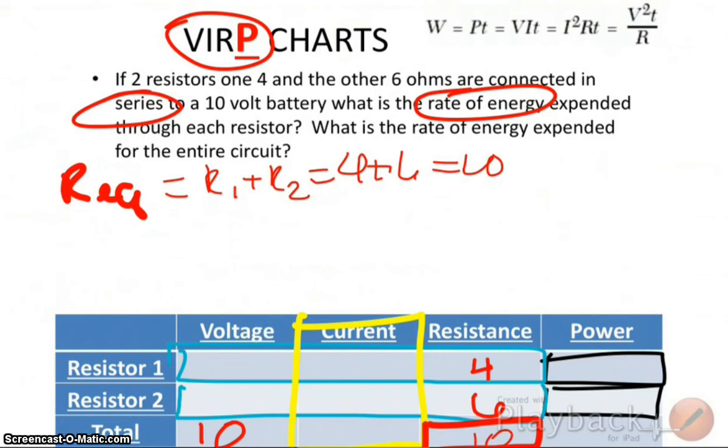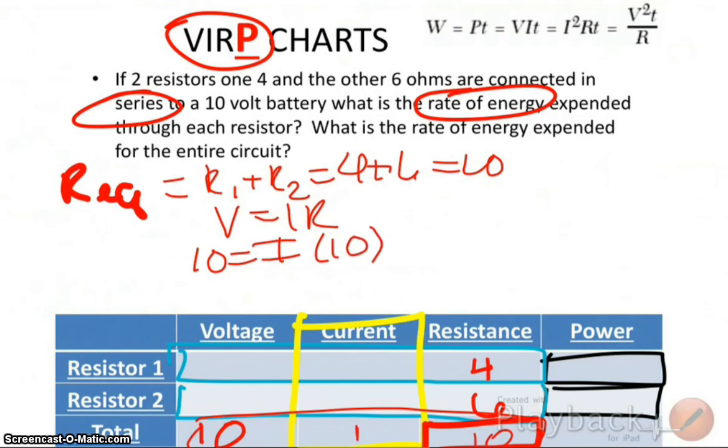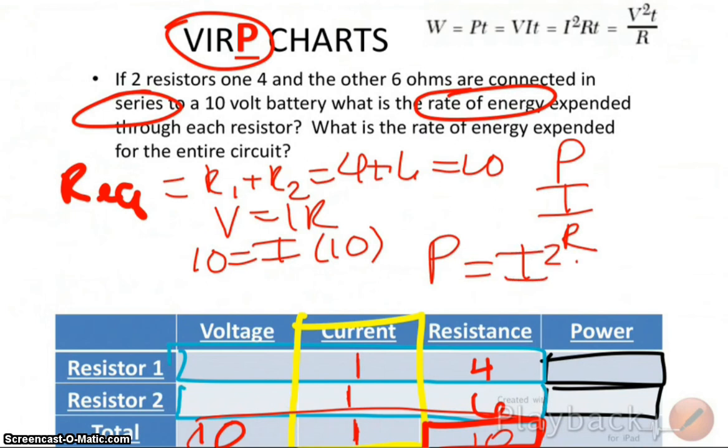Now we can easily find current because we know 2 things in a row, and we want to know 1 more. So V equals IR, 10 equals I times 10, so I is equal to 1. Now that's in the current row, which means each of these equals 1. So we're looking for power, and we know I and R. Well, P equals I squared times R. So power in this case equals 1 squared times 4 and 1 squared times 6. So power is 4 and 6.